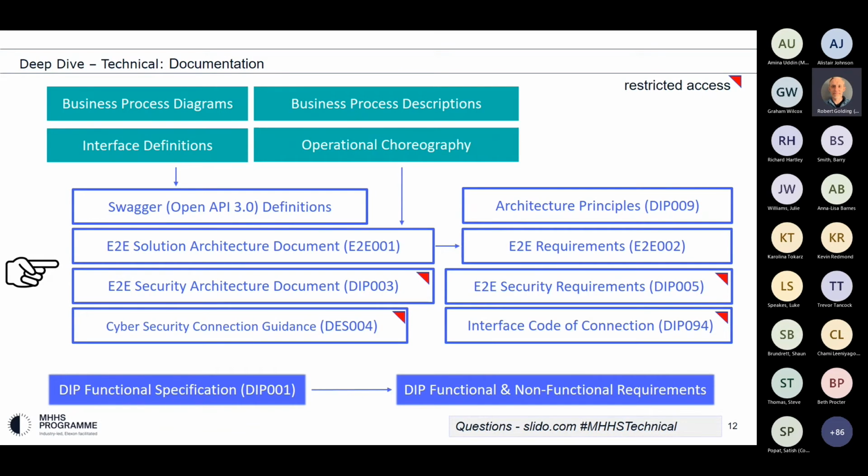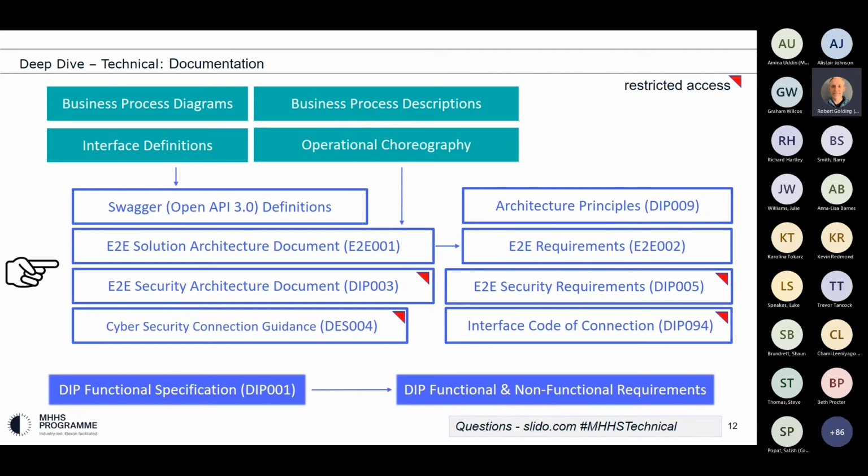Where was I? Yes, the end-to-end solution architecture document and the end-to-end requirements documents. They inform participants on their responsibilities and their interaction with the DIP. In parallel with those, there's the end-to-end security architecture document and the end-to-end security requirements document that tells people about security aspects and how they're meant to connect with the DIP.